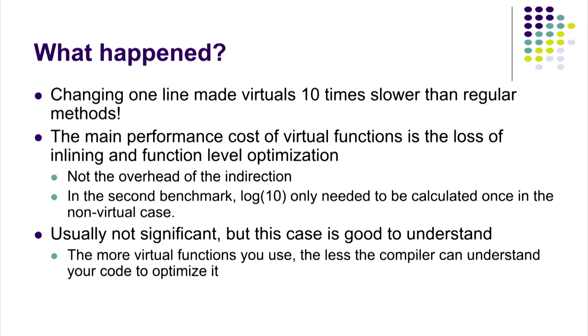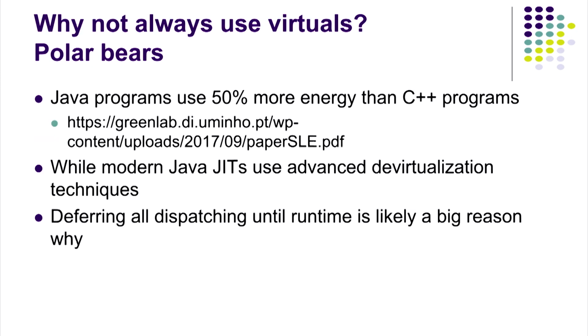In fact, the more virtual functions you use, the less well your compiler can understand your code to optimize it. Here's another problem with virtuals: polar bears, right? Java programs use 50% more energy than C++ programs. Here's a link to a paper on it. And while it's true that modern Java JITs use advanced devirtualization techniques, basing all dispatching on runtime types is presumably a big part of the reason why.